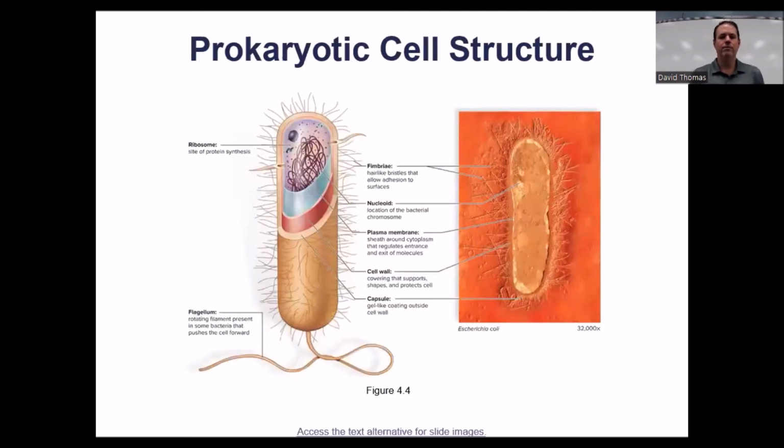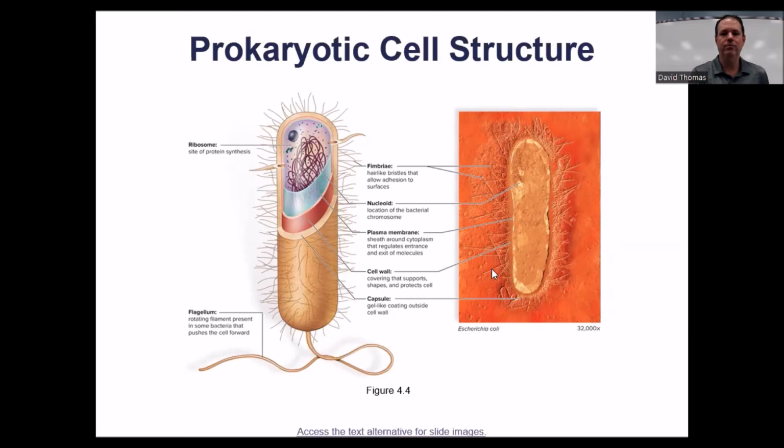Here's a good example of a prokaryotic cell. I know it's a lot of things to look at here, but you can see a couple of things. One, this particular cell is unicellular, a one cell organism. This particular one has a flagellum, a tail-like structure that really is for motility. It allows the cell to move around.